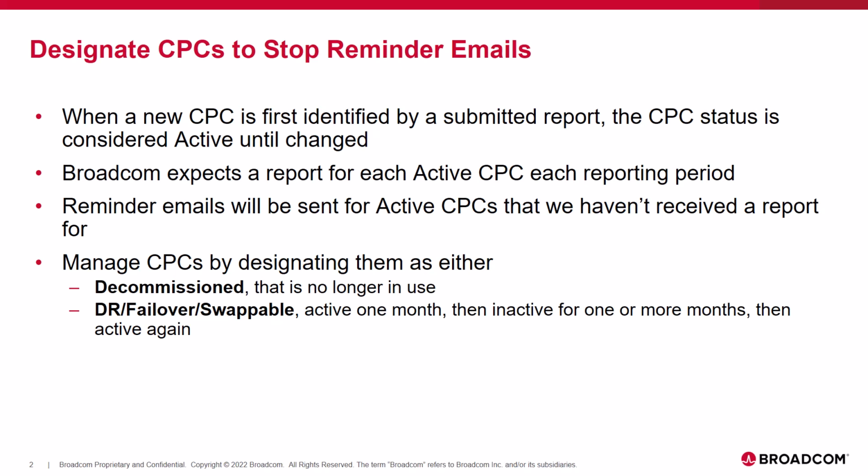If you want to change the status of a machine, for example, if you're not going to use that machine any longer, you can change the status to decommissioned, and that'll stop the reminder emails. Also, if you have a machine that's active one reporting period and then maybe inactive for one or more reporting periods, then active again, you can designate that machine as DR failover swappable. Either one of these designations will stop the reminder emails.